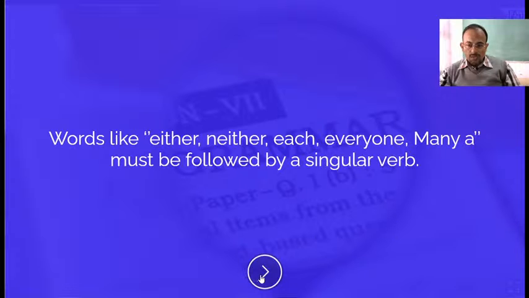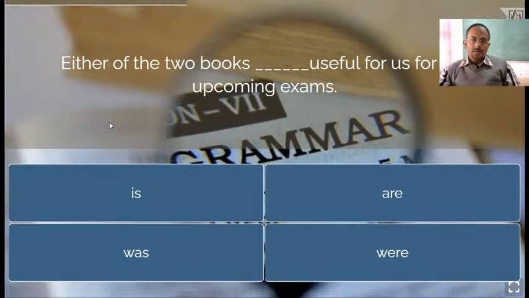Now let's move on to the next question. Either of the two books dash useful for us for our upcoming exams. So tell me please, what should be the answer? Either.